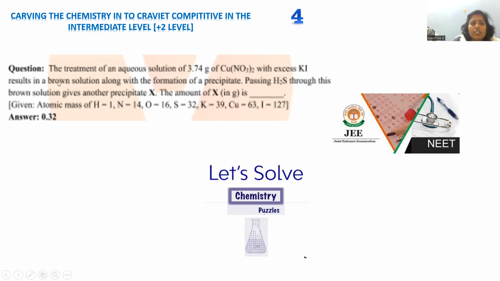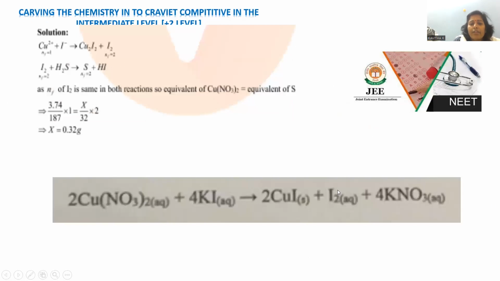Through this brown color iodine solution, we are passing dihydrogen sulfide gas. Whenever dihydrogen sulfide gas is passed through this iodine solution, here is another equation: iodine plus dihydrogen sulfide gives rise to elemental sulfur, and HI will be formed, hydroiodic acid will be formed, right? Here, these two equations have some similarity. The extent of iodine formed in equation 1 is exactly equal to the extent of iodine consumed in the second equation, right?